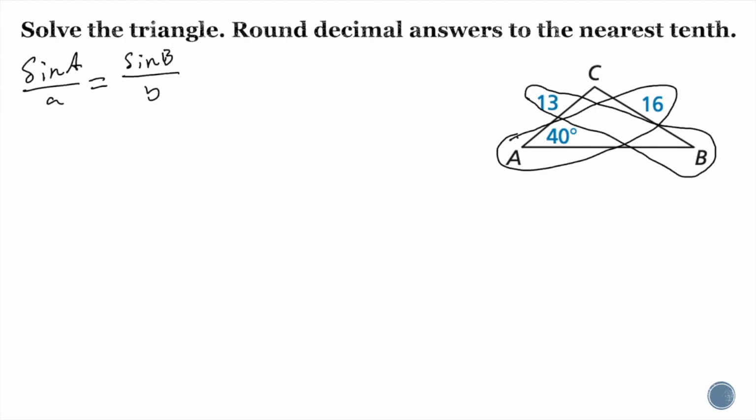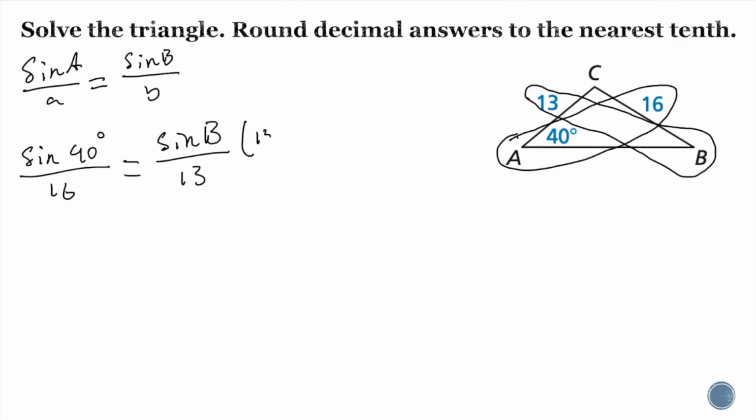Now let's substitute some values. I have sine of 40 degrees divided by 16 is equal to sine of B, since I don't know what the measure is, divided by 13. Now notice how the sine of B is in my numerator. This helps me do less algebra. Now let's solve for B. I'm going to multiply by 13 on both sides.